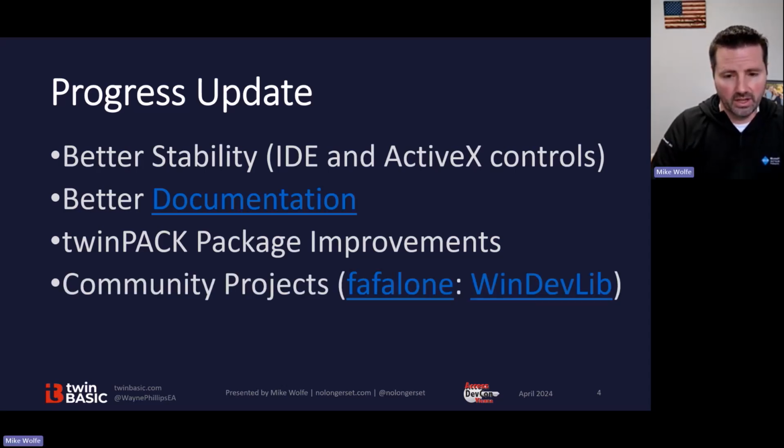And the other big thing that we've seen over the past year is the proliferation of a bunch of community projects. Notably, Fafalone is a very active twinBASIC user. He has a lot of VB6 projects that he has been porting over to twinBASIC. In addition to providing valuable sample projects for the community, it's also been a way to stress test twinBASIC, because he has several projects that are hundreds of thousands of lines of code, and that's one of the stability improvements that we're seeing with the development environment, is handling those very large projects.